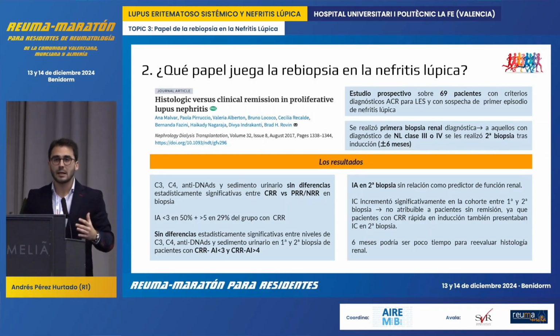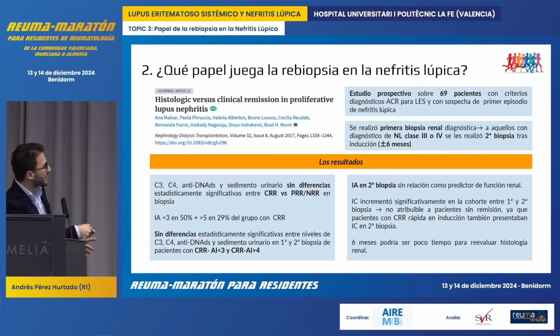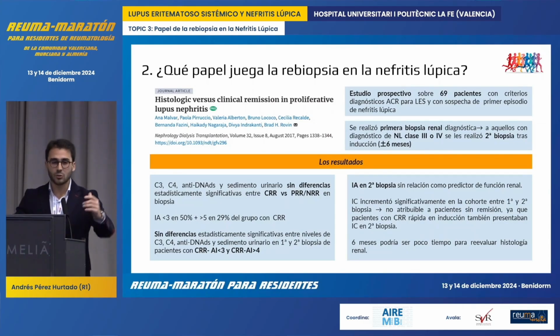Well, honestly, it's true that the sample size isn't very large, but the results really surprised me quite a bit. Basically, because the first premise they present is that in patients with lupus nephritis who meet criteria for complete clinical remission at the renal level, as well as those with partial or no remission, there are no statistically significant differences between the two groups in terms of complement levels, anti-DNA antibodies, or urinary sediment. In other words, we need to be careful. We can't rely categorically or confidently on these markers in most patients, as some cases will slip through the cracks.